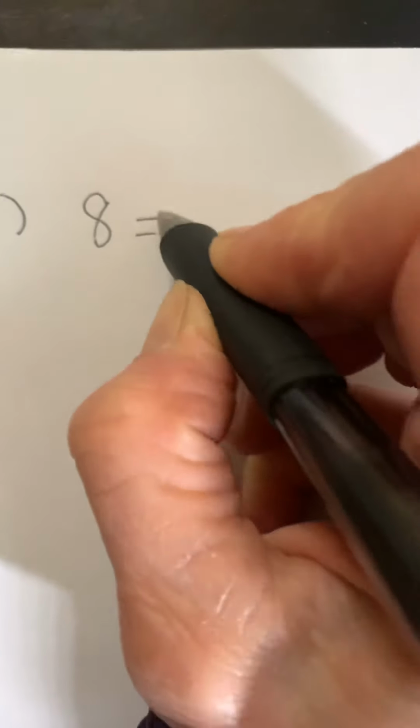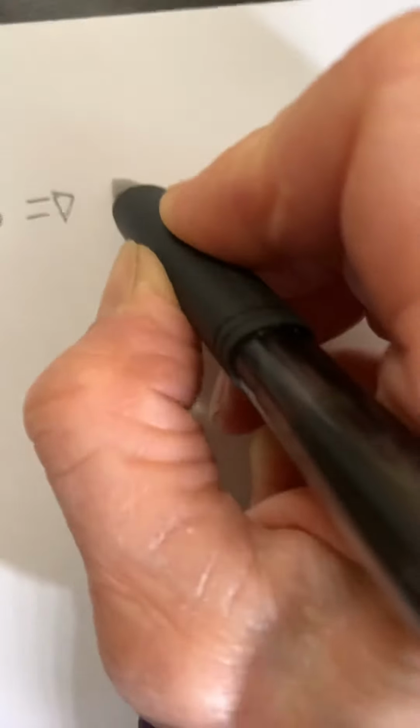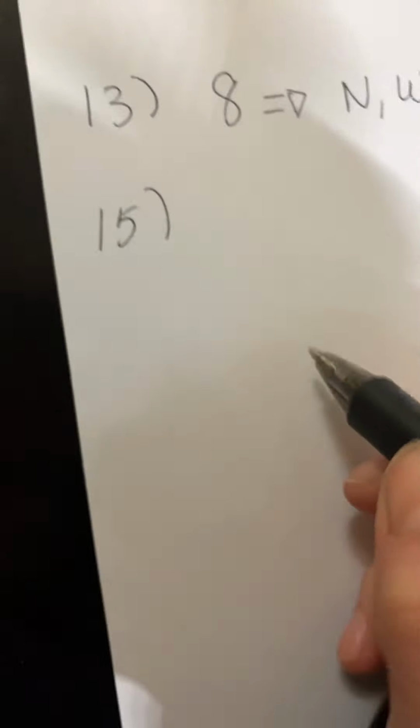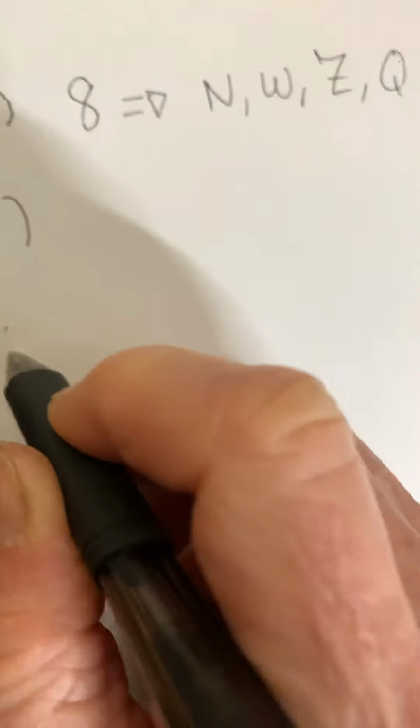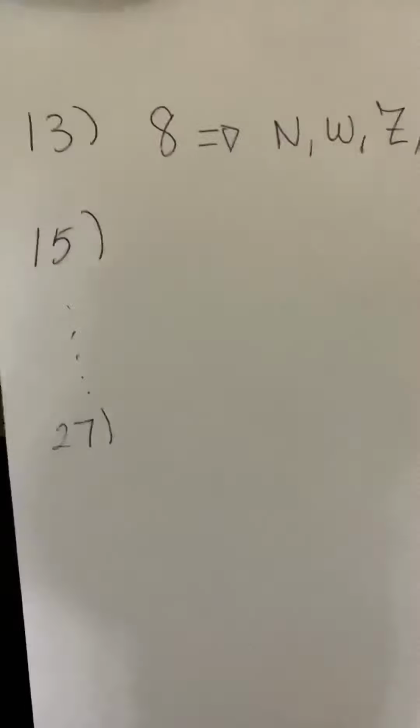Starting with problem number 13, you're going to go 8, and then you're going to say, well, yep, that's a natural number, that's a whole number, that's an integer, and it's rational. Now you're on number 15. Easy as can be. Then you're going to do all of those up to 27, and then you have a couple of always, never, sometimes problems you should do.